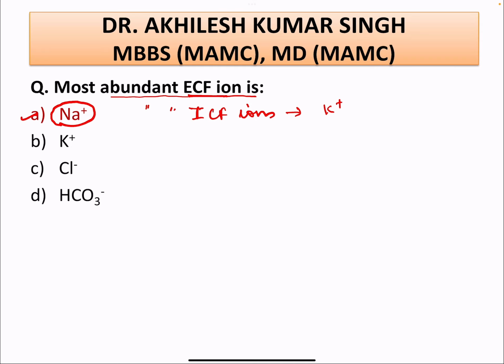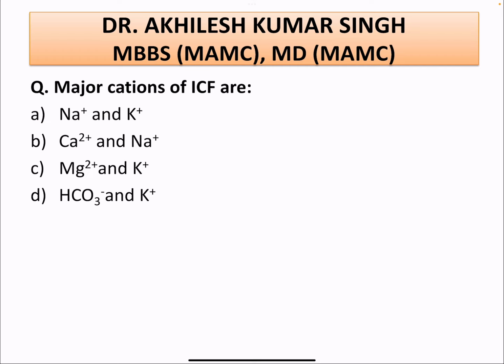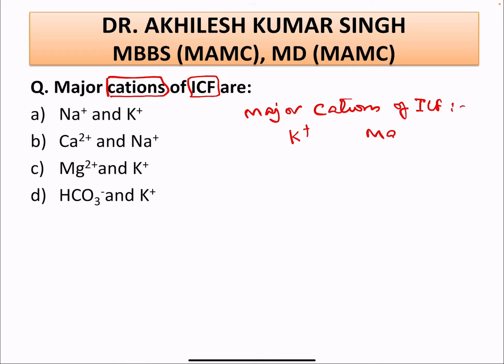Right. Now let us look at another question. The major cations of ICF are... So cations means the positive ions. Remember this, the major cations of the ICF: one is the potassium ion, the other is the magnesium ion. Out of these two, which one is more in concentration?